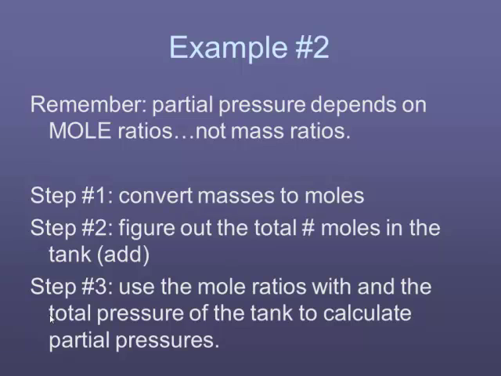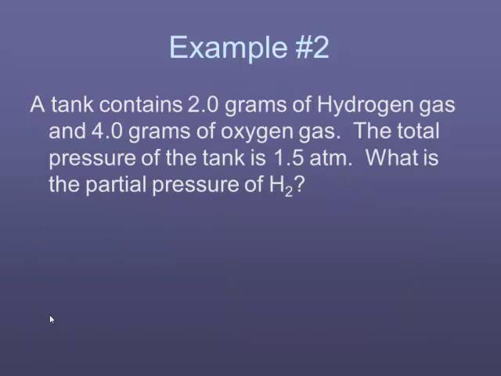Step number 1. Since I gave you masses, why don't we convert those to moles? Step number 2. Since we have to make a mole fraction, you're going to need to figure out the total number of moles in the tank. Step number 3. Use a mole ratio and the total pressure to calculate the partial pressure of, think back, they wanted to know the partial pressure of hydrogen. Alright, so let's check your work here.